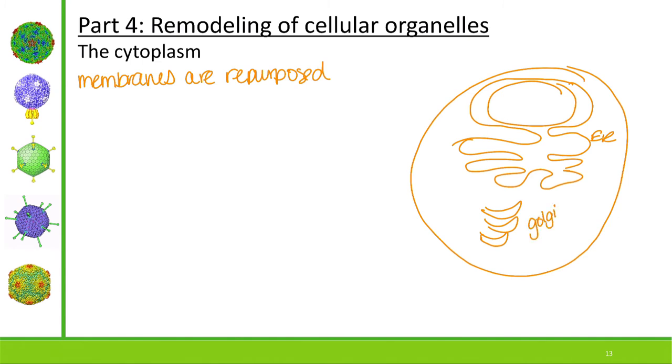But when we have a virus that infects, oftentimes the membranes that would typically make up the ER or the Golgi are repurposed, and they're repurposed to set up viral factories.